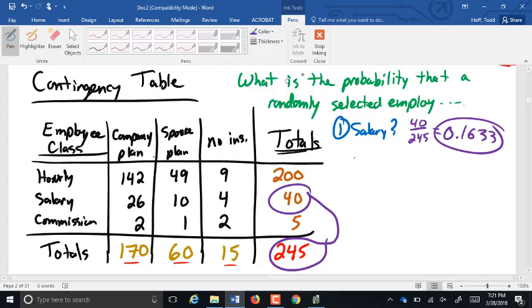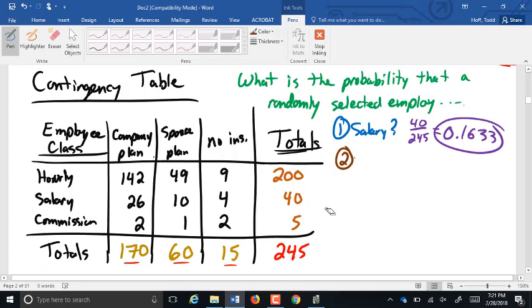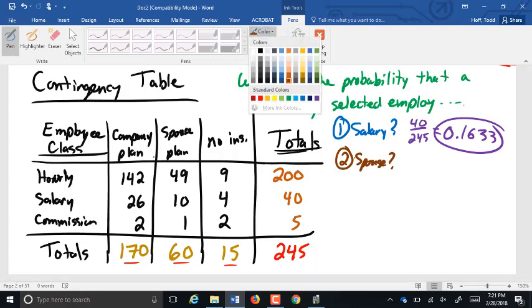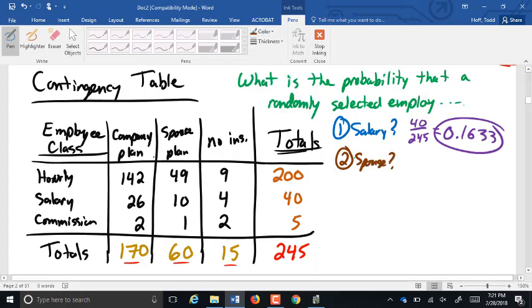Number two, what is the probability that a randomly selected employee is on a spouse's plan? Well, how many are in a spousal plan? 60, right? Out of 245.